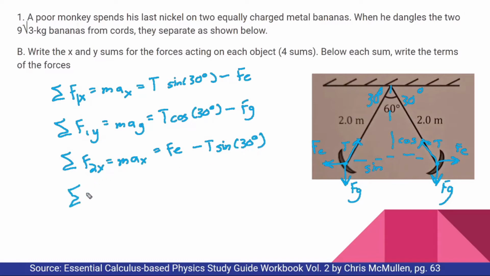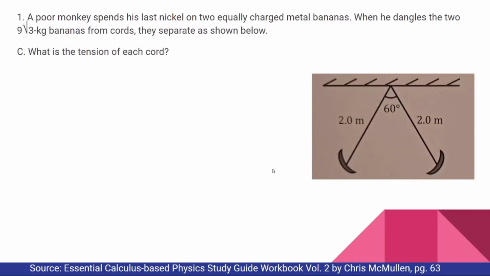We also have our vertical acceleration being the mass times the vertical acceleration, which is our tension times cosine of 30 degrees minus the force of gravity. What is the tension of each chord?